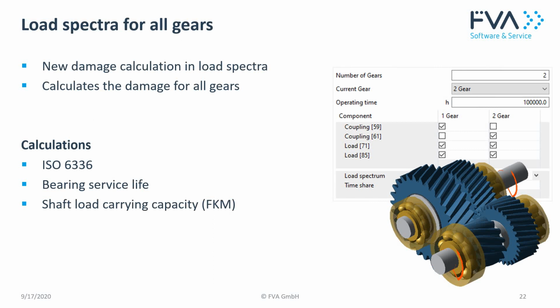Another new feature in version 6.0 is load spectra for all gears. So the new damage calculation in load spectra can calculate the damage for all gears. Previously, this could only be done for one shifting position, and then those had to be manually superimposed if you had multiple gears. In version 6.0, the load spectra can be specified for each shifting state with a timeshare. And those can be directly considered in ISO 6336, bearing service life, and shaft load carrying capacity calculations. So we'll jump back into the Workbench to see a demo of these new features as well.